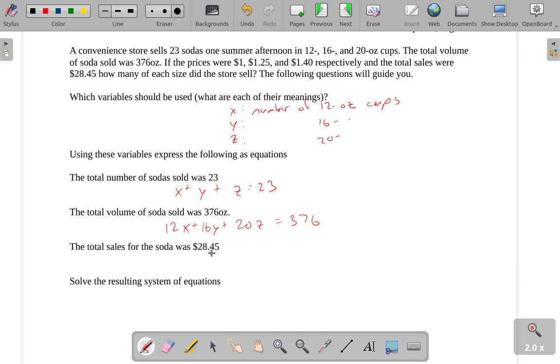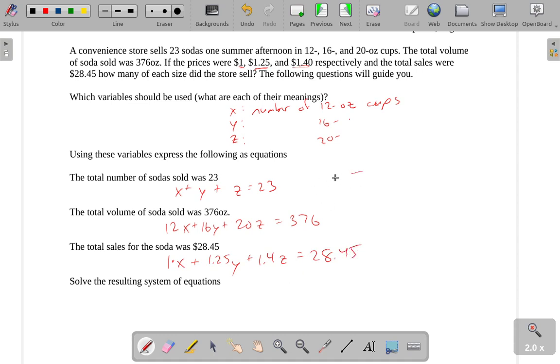The total sales for the soda was $28.45. So this third equation is going to be referring to the total number of sales. And conveniently we were given how much each of these different types of cups was sold for. The 12-ounce cups are sold for $1 each, so the total dollar value we get from them is 1 times X. The 16-ounce cups sell for $1.25 each, so 1.25Y. And the last one, 1.4Z. And in total, this should be 28.45.